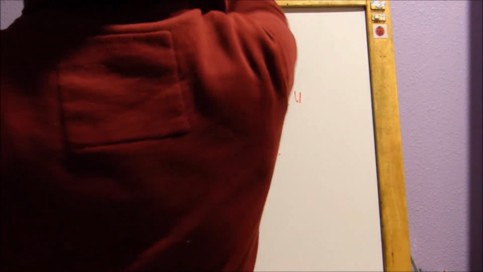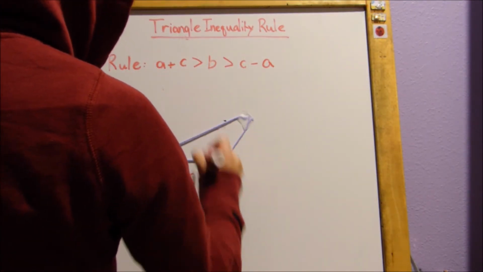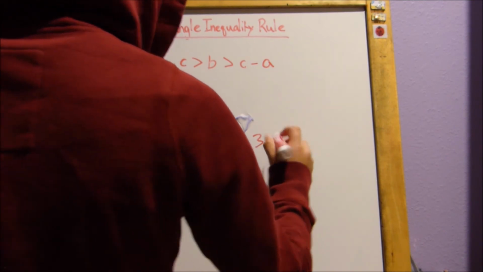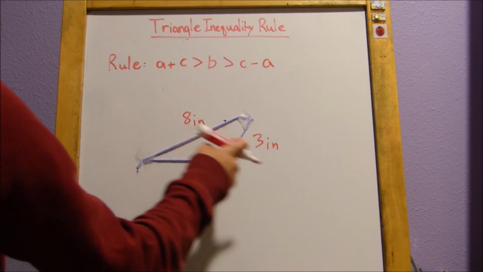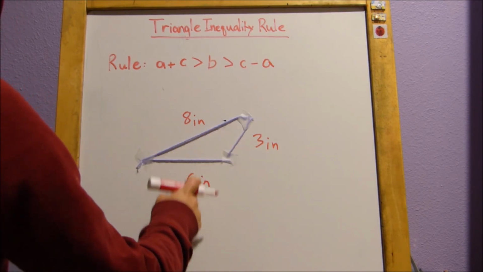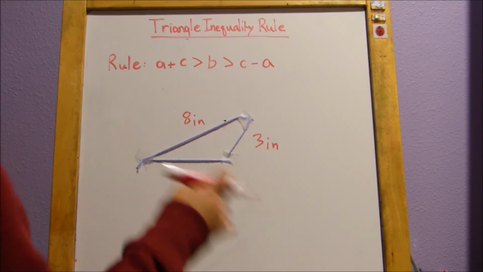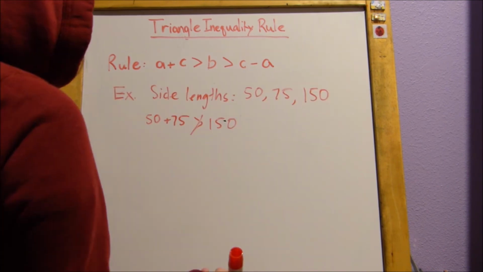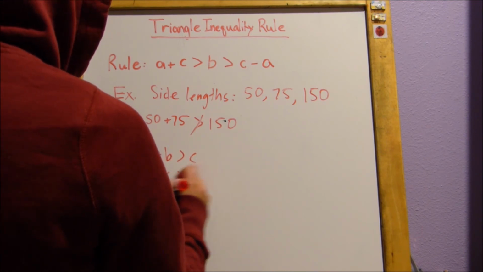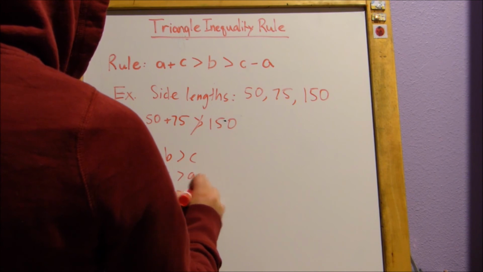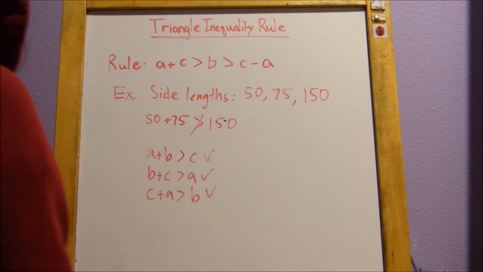What we've got here is our 6-inch, our 8-inch, and our 3-inch. And this triangle does work, because when you add up the two side lengths, they're always greater than the third. 3 plus 6, 9, greater than 8. 8 plus 3, 11, greater than 6. 8 plus 6, 14 is greater than 3. But you really just have to do the test: A plus B is greater than C, B plus C is greater than A, and C plus A is greater than B. And if all of these work, then you're good. That's the triangle inequality rule.